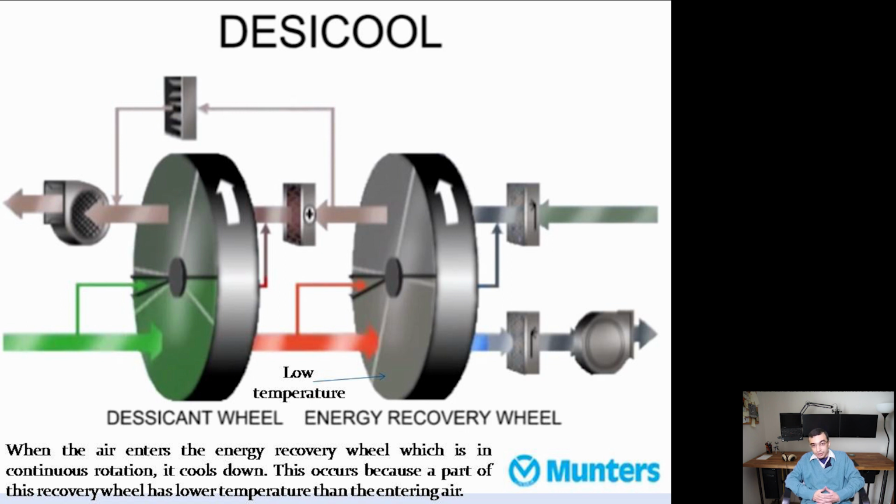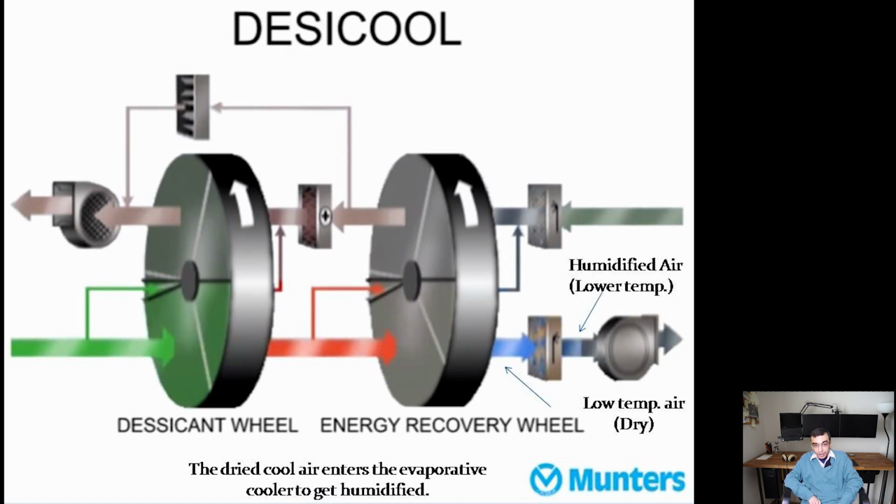When the air enters the recovery wheel, it cools down because a part of it has a lower temperature than the air. The dried cool air enters the evaporative cooler to get humidified. The water interacts with the air and evaporates. This decreases the temperature of the air and increases its moisture. The air now has low or the same moisture content like the ambient.